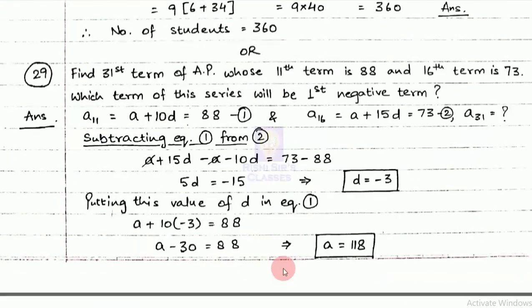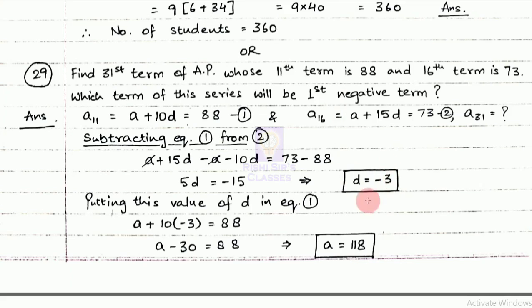The choice question is find the 31st term of an AP whose 11th term is 88 and 16th term is 73. Which term of this series will be the first negative term? First negative term means An should be less than 0.